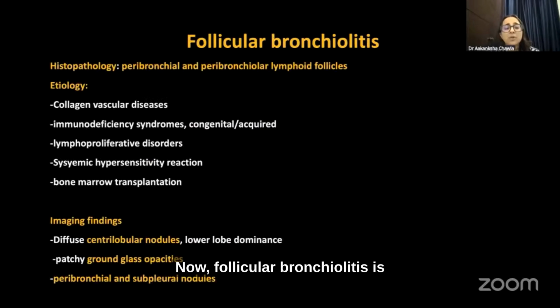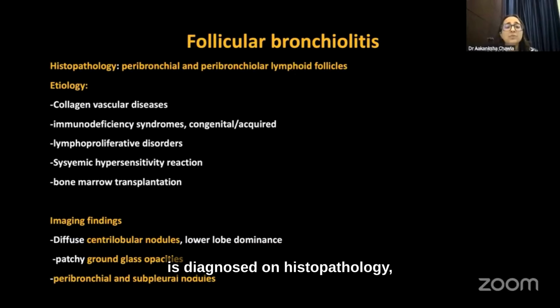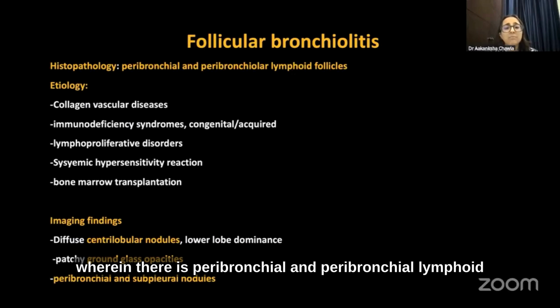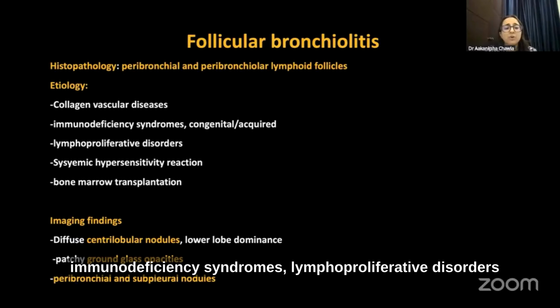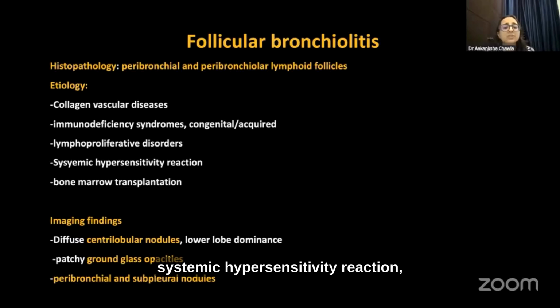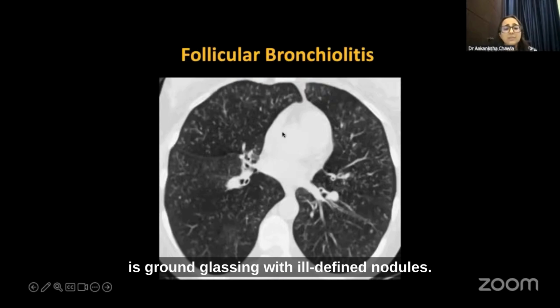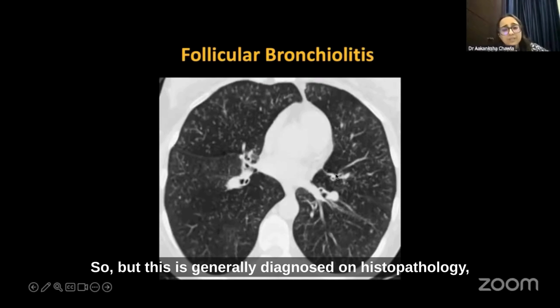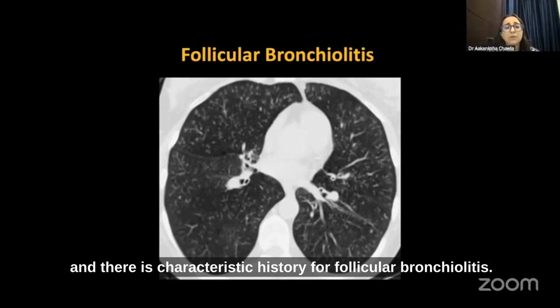Now, follicular bronchiolitis is something which, with the characteristic history, is diagnosed on histopathology, wherein there are peribronchial and peribronchiolar lymphoid follicles. And conditions like collagen vascular diseases, immunodeficiency syndromes, lymphoproliferative disorders, systemic hypersensitivity reaction, and bone marrow transplantation are the associated conditions wherein you would see follicular bronchiolitis. As you can see here, there is ground glassing with ill-defined nodules. But this is generally diagnosed on histopathology, remember, and there is a characteristic history for follicular bronchiolitis.